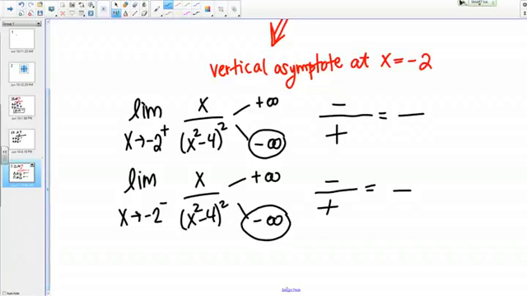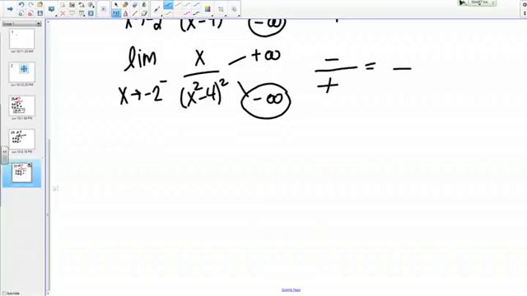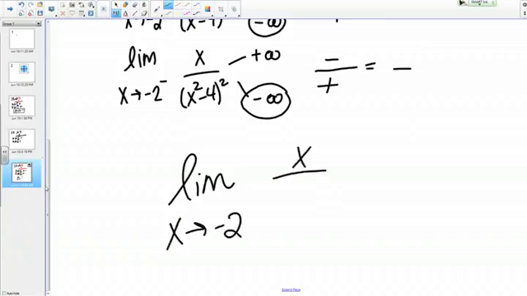Because my one-sided limits are the same, they're both negative infinity, that allows me to say for my final answer that the limit as x goes to negative 2 of this function equals negative infinity.